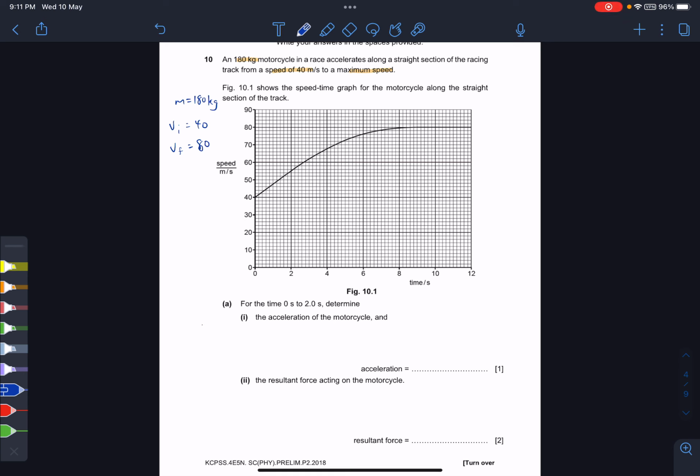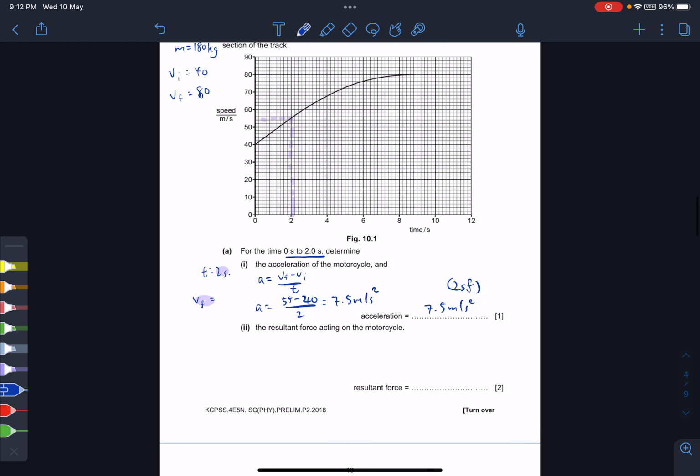For segment A, T is 2 seconds, because they say it's 0 to 2. Acceleration. Remember the formula? A equal to VF minus VI over T. I have the final velocity, initial velocity, T. So okay, again, be careful. In this case, your VF after 2 seconds, let me use another color, 2 seconds, it's here. So from the graph, I can see that it is about 55. So A equal to 55 minus 40 over 2, which will give you an answer of 7.5 meter per second square. Again, 2SF.